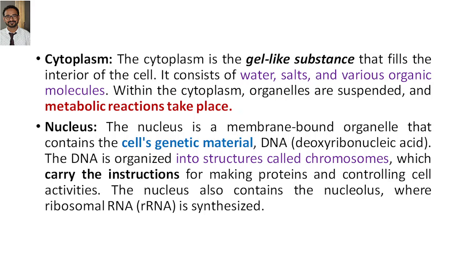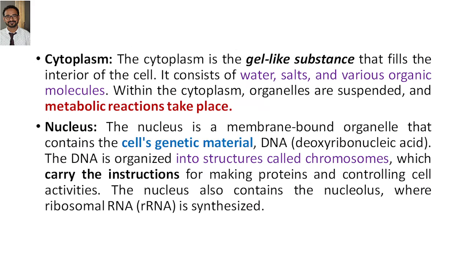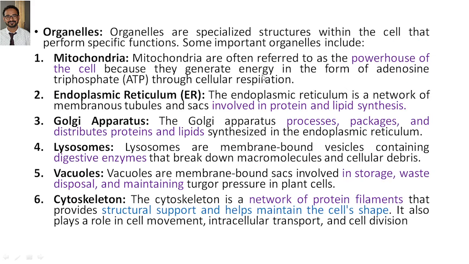Now the nucleus also contains the nucleolus, which is where rRNA is synthesized. rRNA is useful for ribosomal activities. Next, we have organelles. We will discuss the different organelles. We just saw they are suspended in the cytoplasm. What are organelles, and why are they called organelles? Because they are specialized structures in the cell. They have a particular, specific task or function to do.